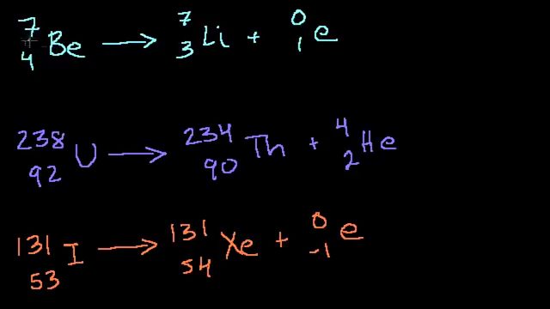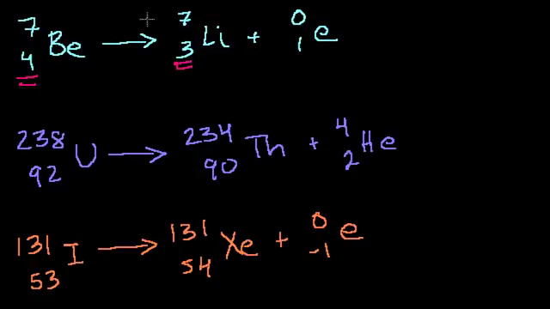So here I have 7 beryllium, where 7 is its atomic mass. And I have it being converted to 7 lithium. So what's going on here? My beryllium, my nuclear mass is staying the same, but I'm going from 4 protons to 3 protons. So I'm reducing my number of protons.